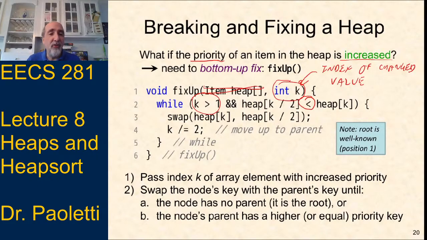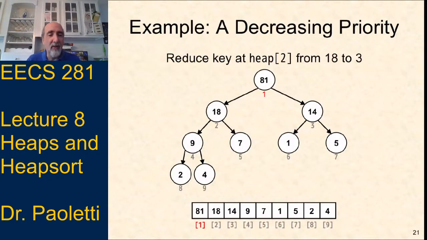Okay, so this is all fix-up. This is if a value increases in priority, we fix upwards towards the root. All right, what if a value decreases in priority? What if we reduce the key at heap sub 2, so at index 2, changed from 18 and it became a 3. So it got reduced in priority. Well, with respect to its parent, it's still fine.